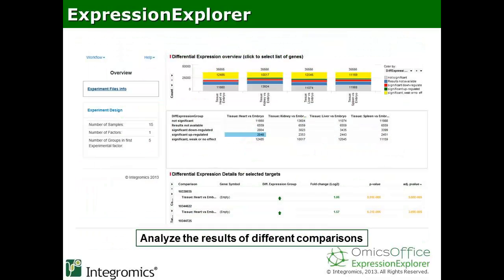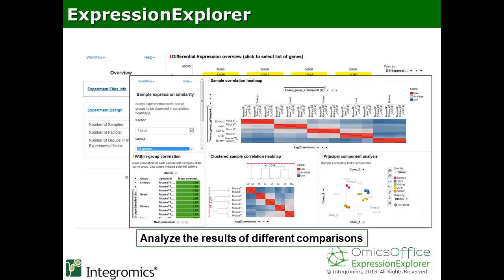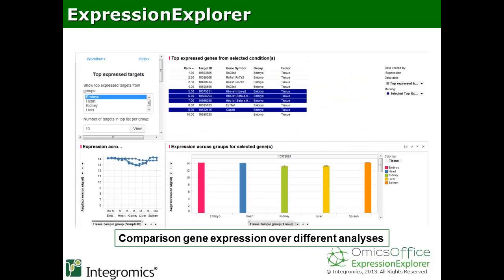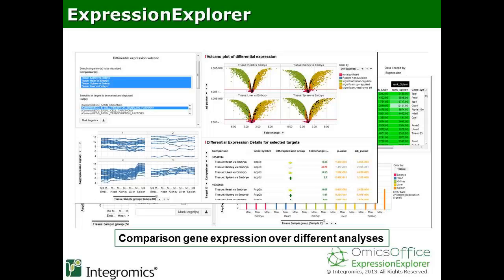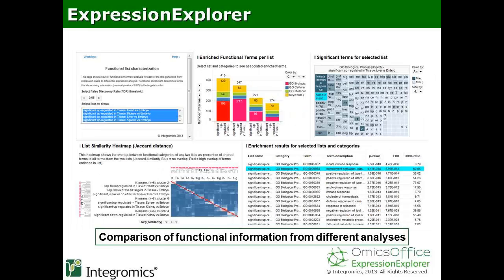With ExpressionExplorer, we can easily get an overview of the data sets for which we have performed multiple comparisons over a variety of experimental variables. This allows for the easy comparison of the genes that are differentially altered over the conditions, as well as providing lists of relevant genes that are over or underexpressed, in addition to attributing important functional information to them.